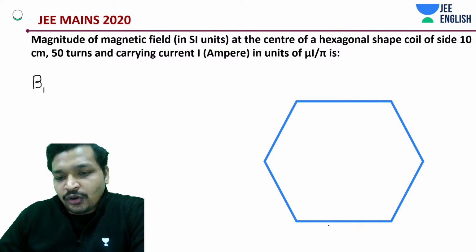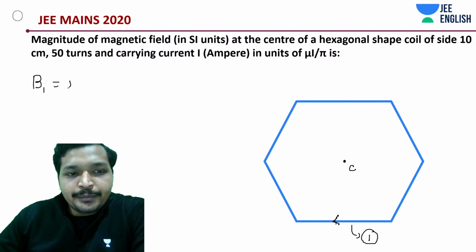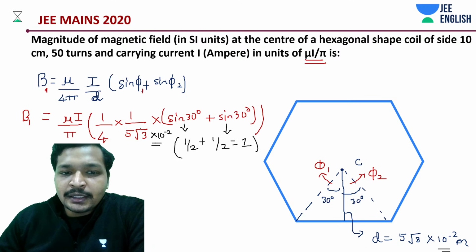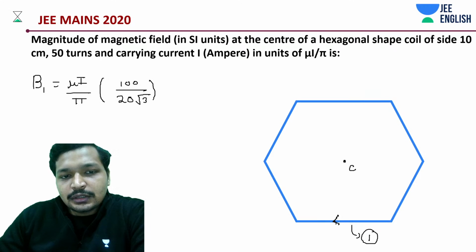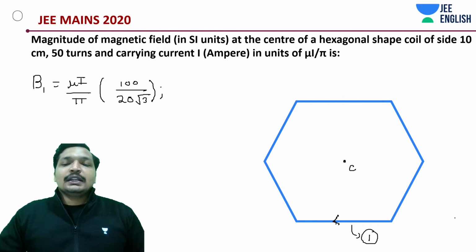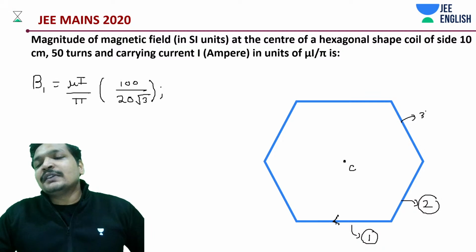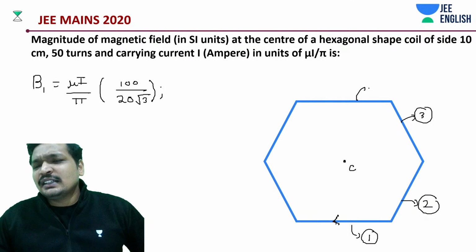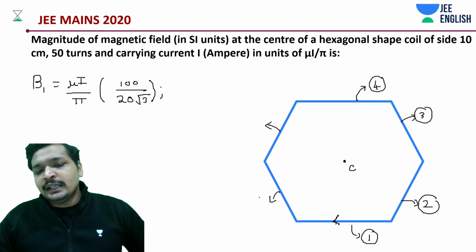Okay. So what do we have? B1, that is due to this rod, only this side of the rod, that is only one side. At the center, it is going to be how much? Mu I by pi into 10 to the power minus 2 goes up. It's going to become 100. 100 divided by 4 into 5, 20 root 3. This is just for one side. How about having 6 sides? Just multiply it with 6. Same thing you will get, right? Not going to calculate for that. Basically, you would have to multiply for each side.